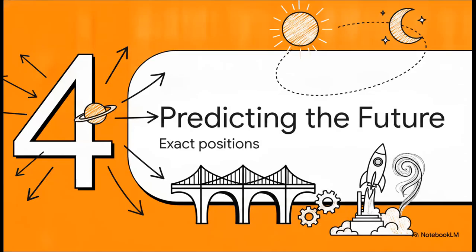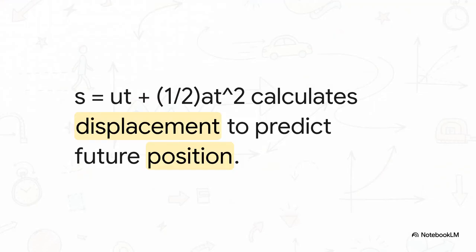Moving right along to Part 4, predicting exact future positions. Let's bridge the gap between this theoretical math and some pretty awe-inspiring real-world application. Behold, one of the most famous equations of motion. The crucial point is that this formula isn't just a string of letters for you to memorize for a test. It is literally the ultimate tool for predicting the future. This equation calculates displacement. It's the mathematical engine that allows scientists and engineers to look at a moving object and say, with absolute certainty, I know exactly where this is going to be.